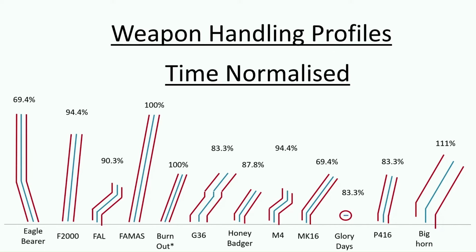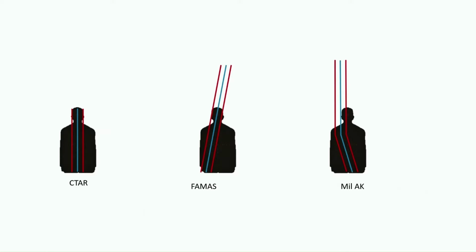I then had the next human input to take care of. When we're playing the game and we're trying to control within the bounds of the target, we are applying a pull on the mouse to counteract the pull of the weapon, the natural pull of the weapon. We're generally doing this in one plane. For the CTAR, we're pulling directly down. For the FAMAS, we're pulling down and to the left. And for the military AK, we're pulling down and to the right.